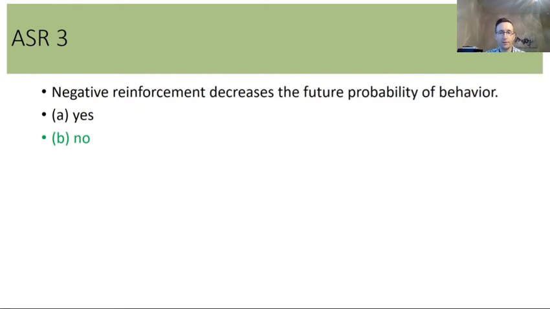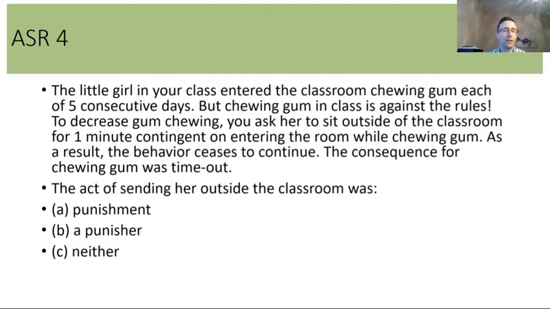Okay, so let's continue. ASR 4. The little girl in your class entered the classroom chewing gum each of 5 consecutive days. That's what we would call a baseline, like the baseline in the timeout study that I just described. But chewing gum in class is against the rules. So to decrease gum chewing, you ask her to sit outside of the classroom for 1 minute, contingent on entering the room while chewing gum. As a result, the behavior ceases to continue in the future. The consequence for chewing gum was timeout. The act of sending her outside the classroom was A, punishment, B, a punisher, or C, neither.